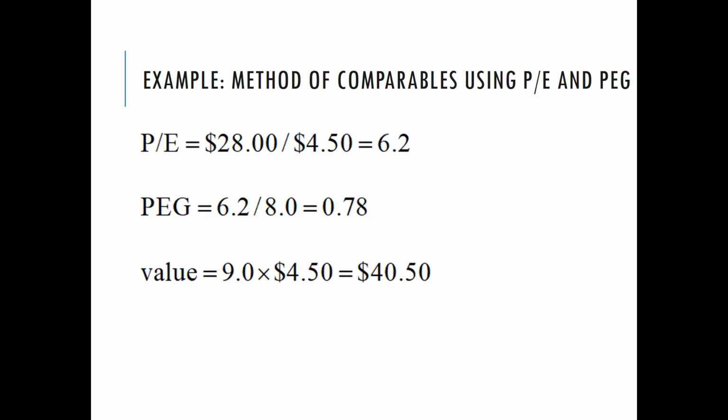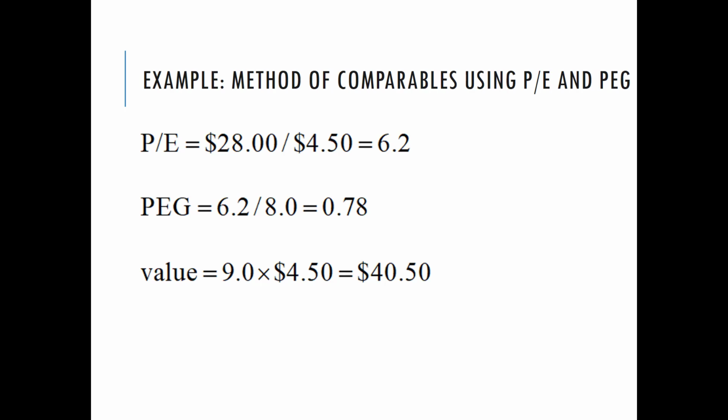So what you need to do first is to just calculate the price to earnings ratio, which is really just the share price divided by the forecasted earnings per share, which is $4.50. You get a price to earnings ratio of 6.2. The price to earnings to growth ratio then takes that number and divides it by the company's growth rate, which in this case, we were told, is 8% for the last 5 years, which gives you a price to earnings to growth ratio of 0.78.